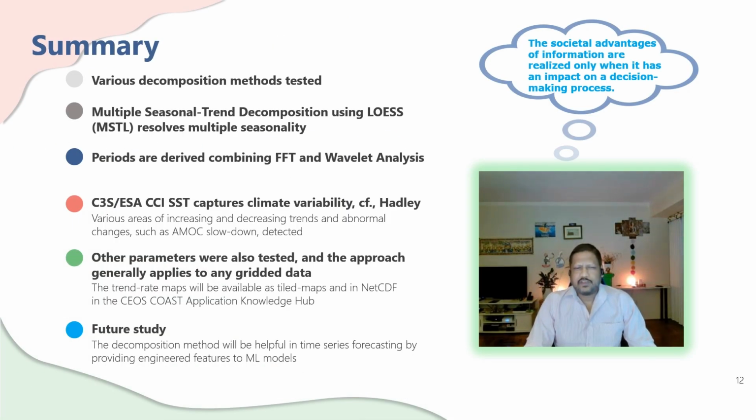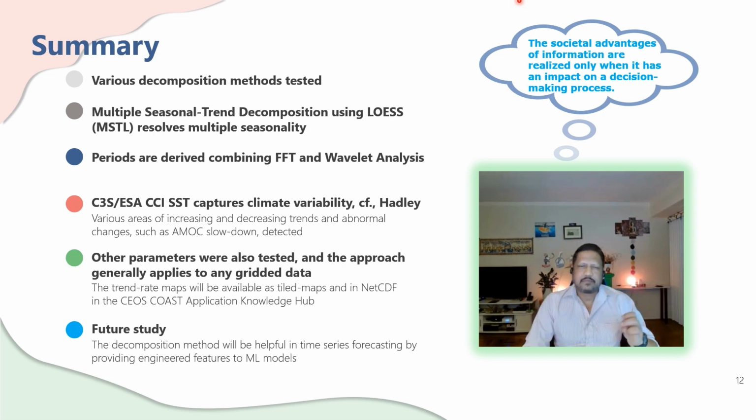In summary, we tested various decomposition methods. MSTL resolves multiple seasonality, and we infer it is more skilled in extracting pure trend. The periods are derived combining Fourier transform and wavelet analysis. The CCI SST v2.1 data captures climate variability compared, for example, with Hadley model run. So various areas of increasing, decreasing, and abnormal changes such as AMOC slowdown are detected with this data set. Other parameters were also tested, and the approach is generally applicable to any gridded data.